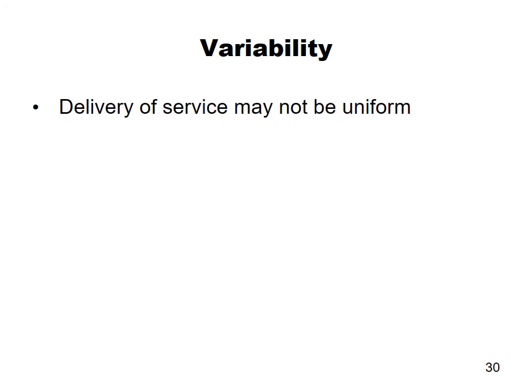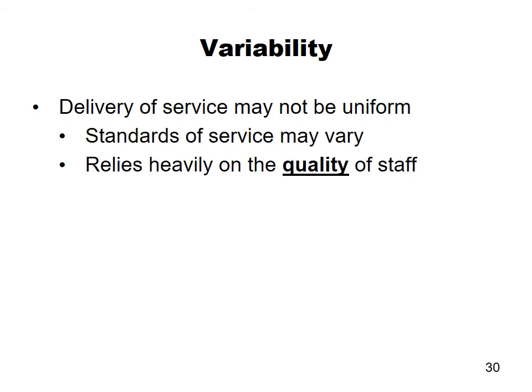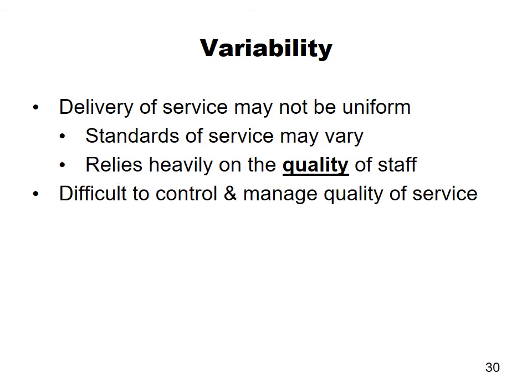Variability. So delivery of service may not be uniform. Basically, it means that the standards of service may vary. It relies heavily on the quality of the staff. So certain staff may be more experienced and competent, and these staff will deliver a high standard of service. It is difficult to manage the quality of the services for everyone, because each one of us is different. So as a result, there's bound to be differences in the level of service.